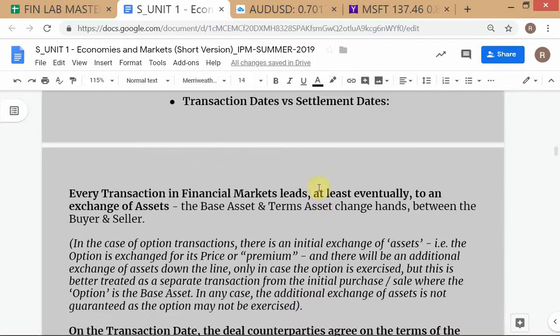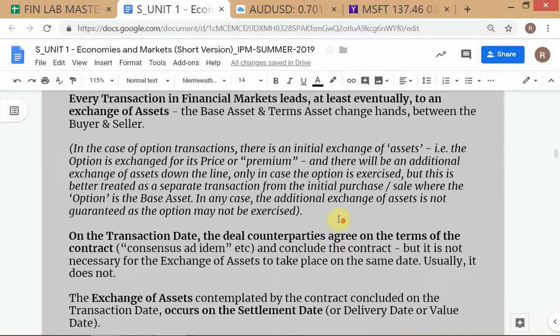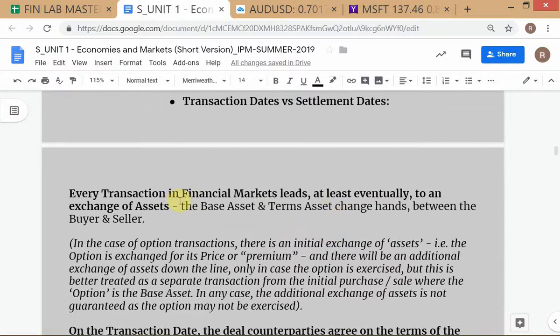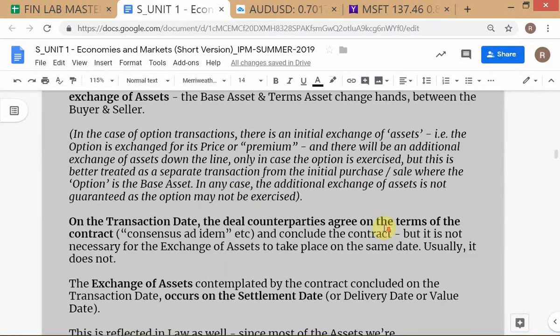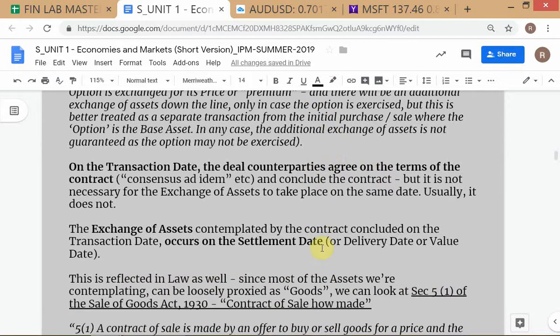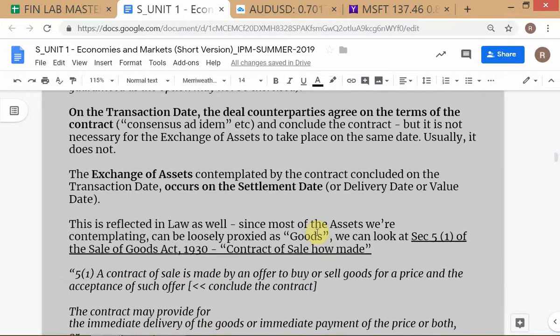Okay, and every transaction will lead at least eventually to an exchange of assets, because it's a contract. Every transaction is a contract to exchange assets. Okay, this part, the italics part, you forget about. It's just meant to cover the case of options. Is this clear? Read this.